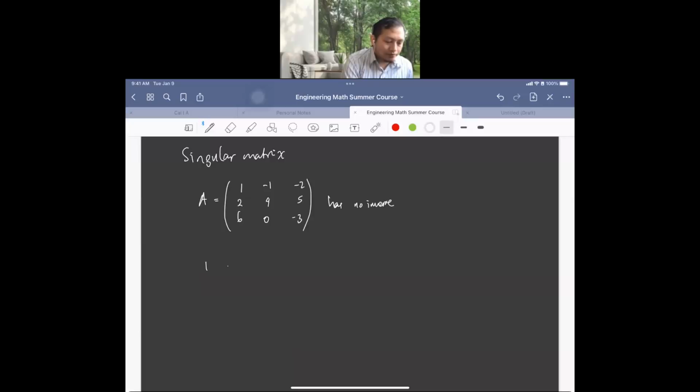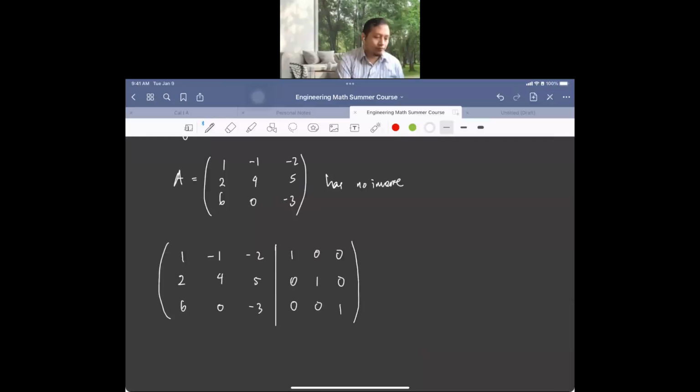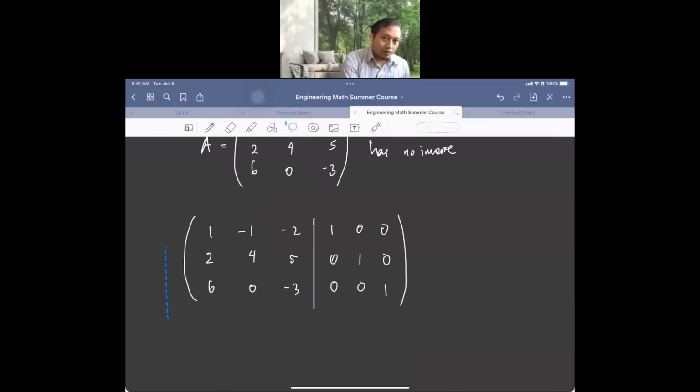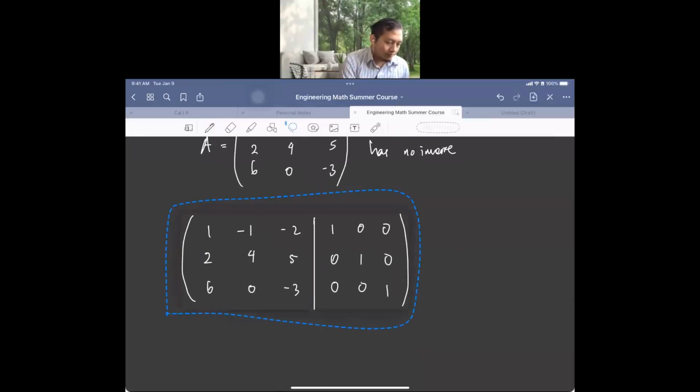Why? If we take this into our form with the identity, so I make this form, so 1, 0, 0, 0, 1, 1, 0, 0. Let me make it smaller.